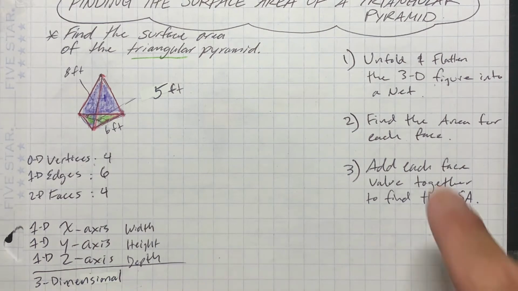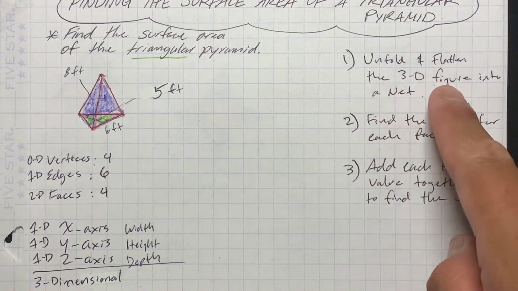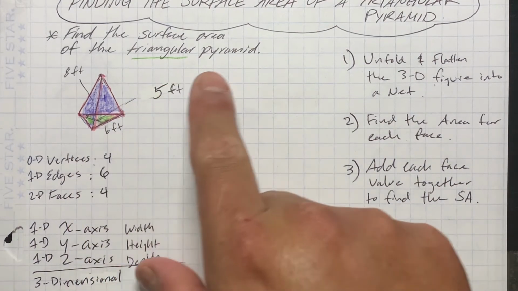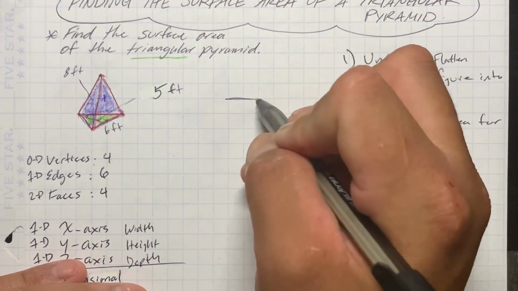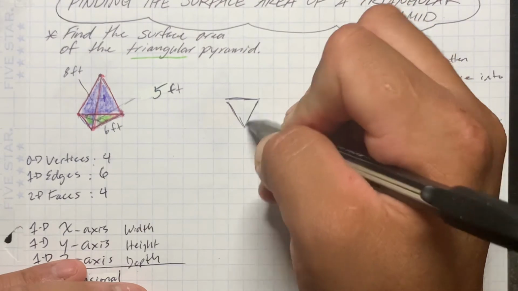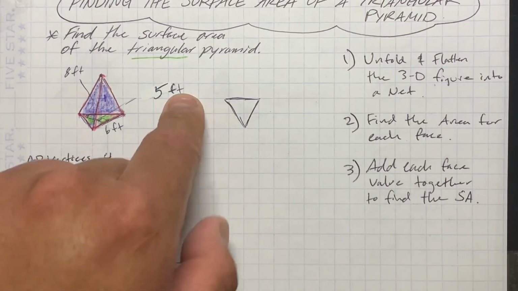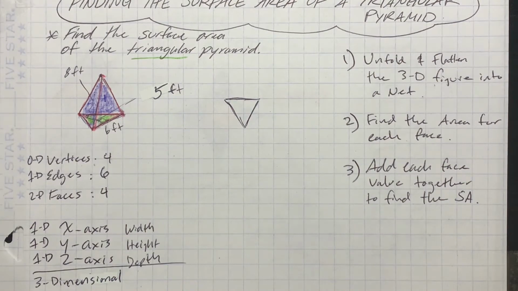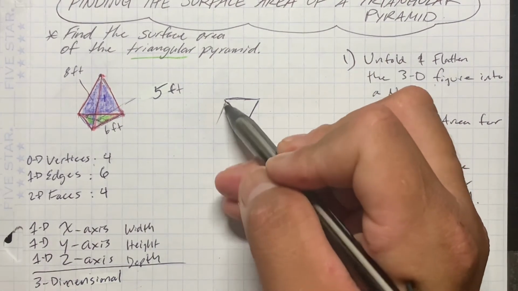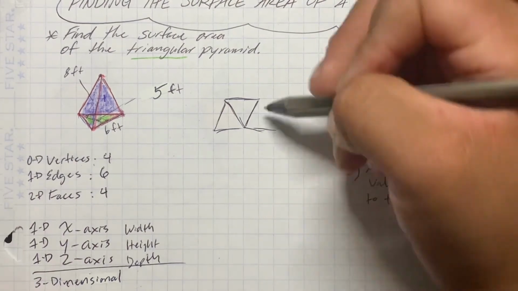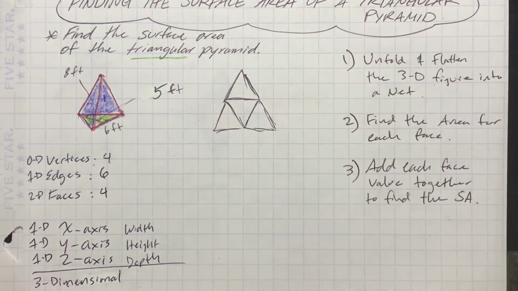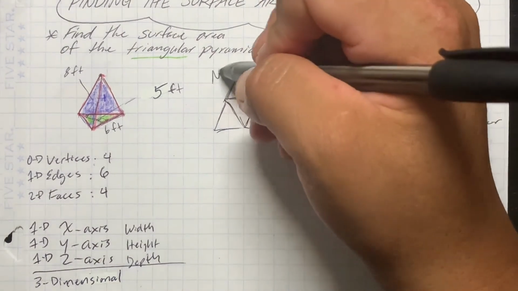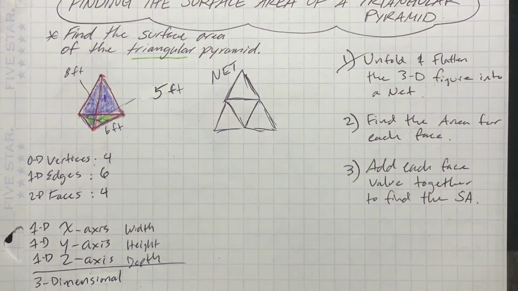All right. So the first step is that we're going to have to unfold and flatten this three-dimensional triangular pyramid into a net. Okay. So here we go. There's our base. It's a triangle, which is why it's a triangular pyramid. And then we're going to unfold the lateral faces. Here we go. Okay, I'm just sketching. There you go. So there is our net. So step 1 is completed. We unfolded and flattened that three-dimensional figure into a net.